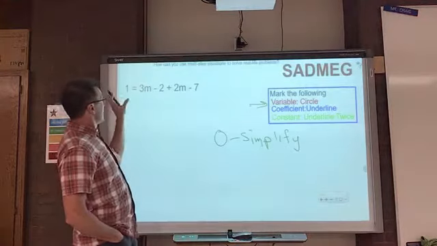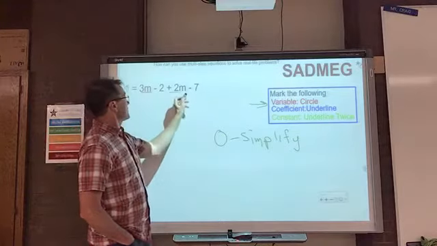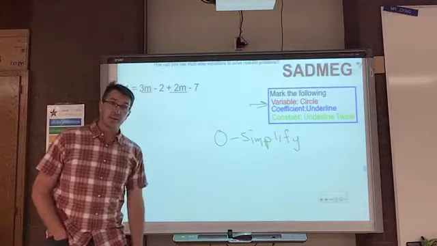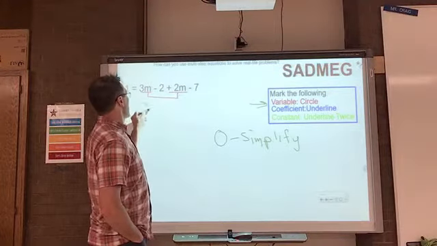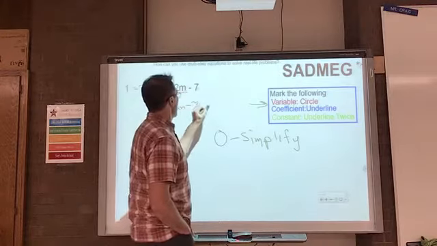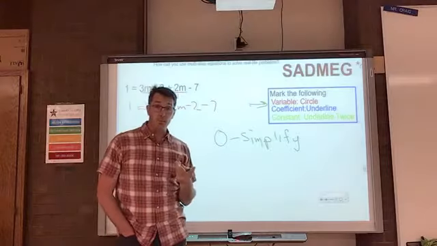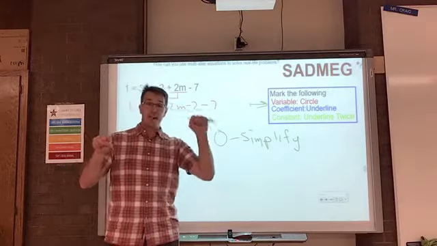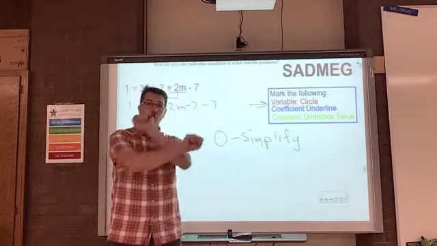And so first thing I do is I look through and I say, okay, I see a 3m, I see a positive 2m. Those are like terms. So I can add them together. You can actually rewrite this equation and write 3m plus 2m minus 2 minus 7. That property is called the associative property of addition. 5 plus 2 is the same as 2 plus 5. So it allows us to move the equation around.